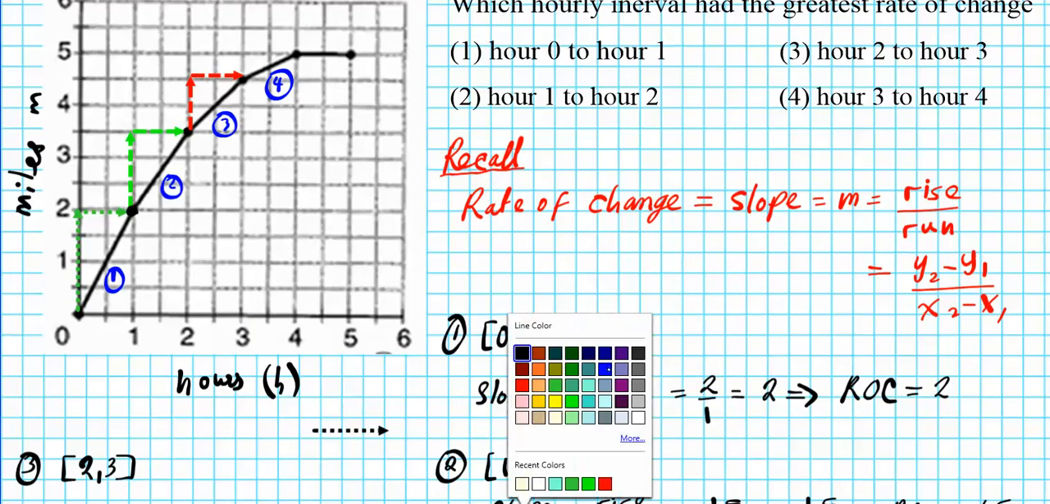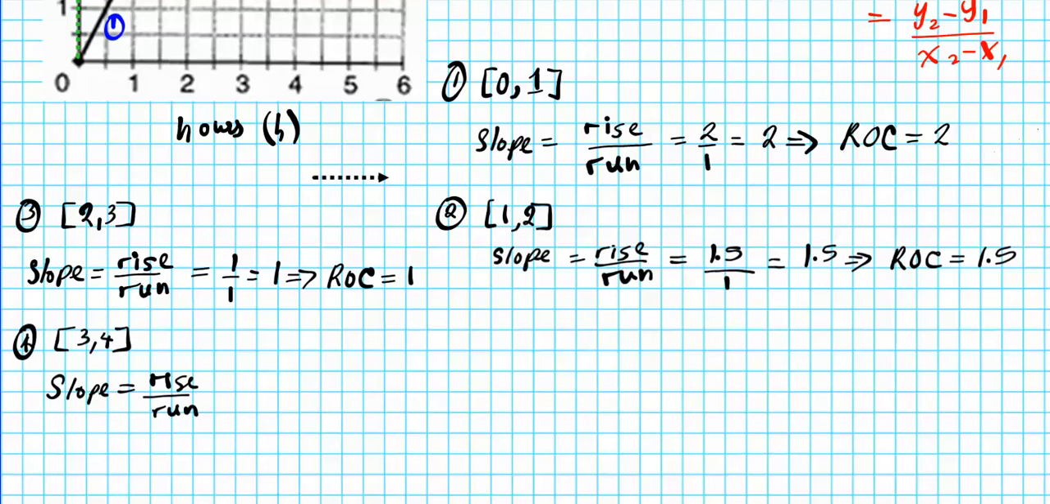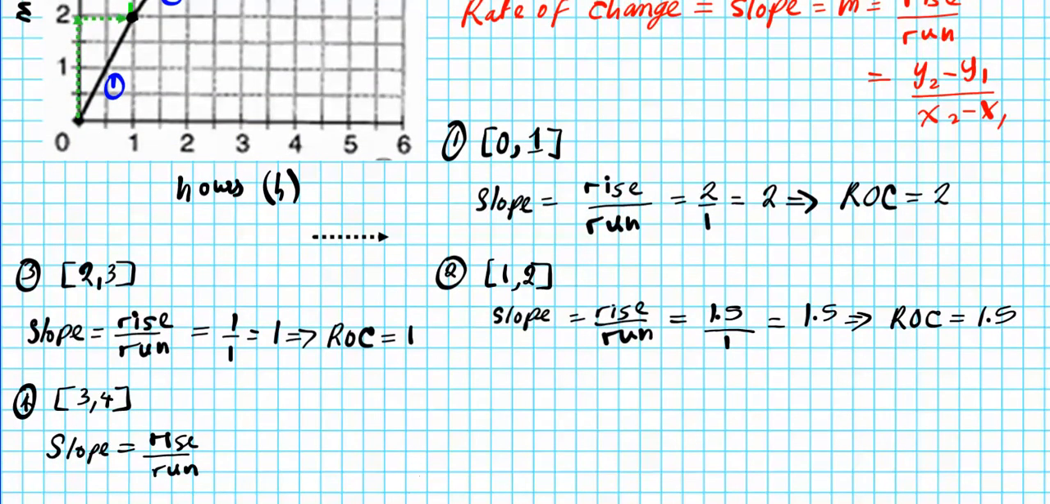Let me make it blue this time. So you're gonna rise just 1 box, which is equivalent to 0.5 or a half, and you're running 2 boxes, which is equivalent to 1. All right, so 1/2 over 0.5 over 1. So our slope is going to be 0.5 over 1, which is 0.5. So that tells me that the rate of change is 0.5.